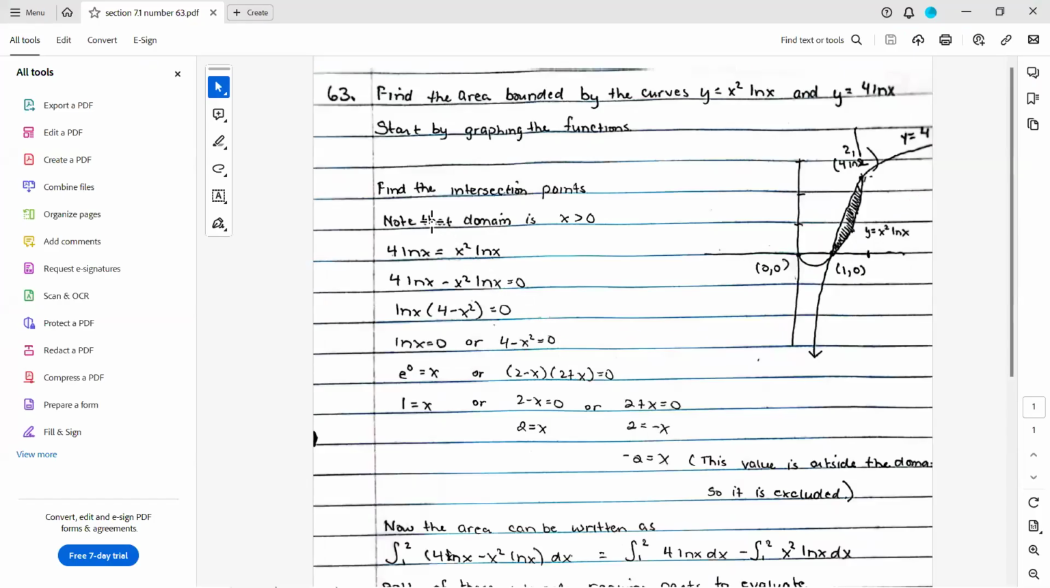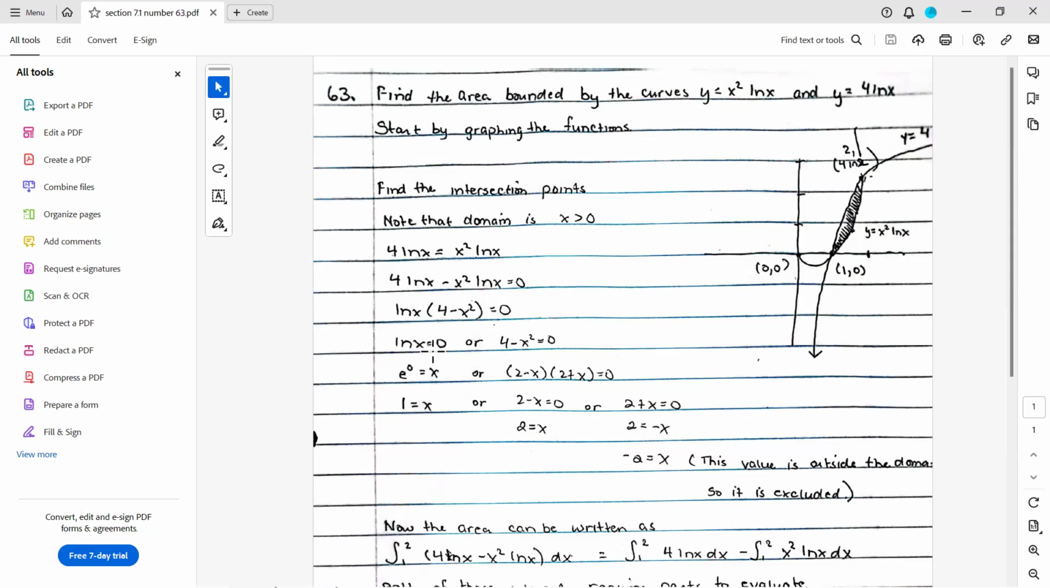We're going to find the intersection points. We know from the graph that there are two of them. So set them equal to each other and then factor out the common factor, which is the natural log of x: natural log of x times 4 minus x squared is equal to 0. Now, something to be aware of here, I'm dealing with the natural log of x. So I know that my domain has to be greater than 0 in order for this to work, even though the math gives me other solutions.